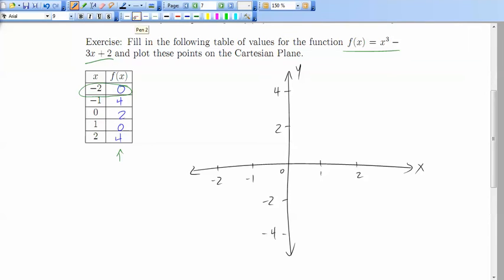Our first point was -2, 0, so that's right there. Then -1, 4, then 0, 2, 1, 0, and then 2, 4. Now, if you look at those points, they seem just kind of scattered about the page, and really they are. We have no logical reason to connect them in any particular way. But I happen to know a little bit about this type of function, and I know that it looks like this.